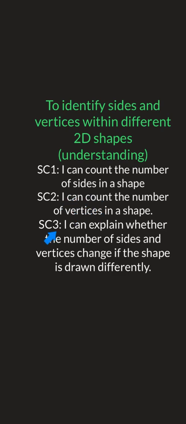And finally, success criteria 3, you're going to need to be able to explain whether the number of sides and vertices change if the shape is drawn differently. So let me show you how you're going to do that. The task on the class page looks like this. You'll see that you've got different shapes down the side, different 2D shapes.